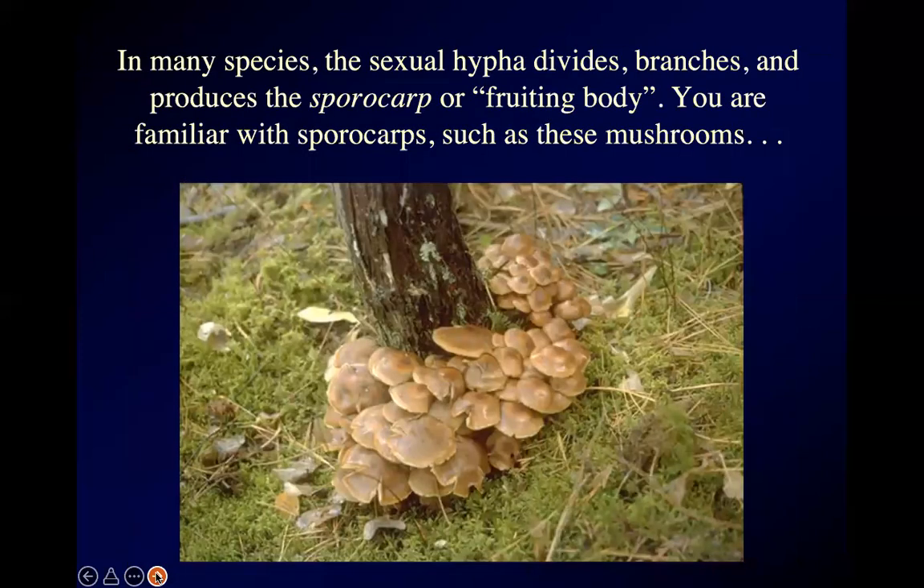In many species of fungi, those sexual hyphae are what produce sporocarps. There are some fungi like black bread mold where the sexual hyphae don't make sporocarps. But certainly in the case of mushrooms, it's those sexual hyphae that grow and branch and divide and web together and produce these sporocarps.